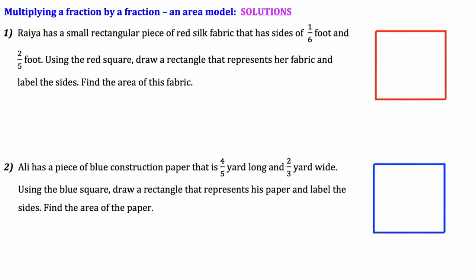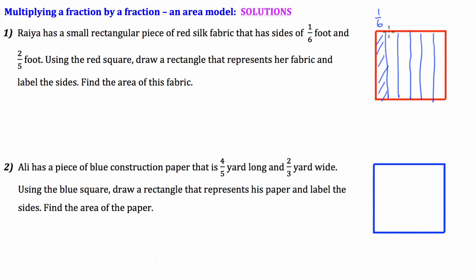In the first problem, we are told that Raya has a small rectangular piece of red silk fabric that has sides of 1/6 of a foot and 2/5 of a foot. Now we have to use this red square and draw the rectangle. What is this red square? This red square is really 1 foot by 1 foot. So if we have to figure out how much 1/6 of a foot is, I'm going to split it into 6 equal parts. So this is half and these are sixths, and one of these is 1/6. So one side is 1/6 and the other side is 2/5.